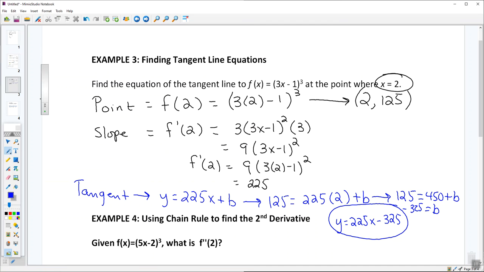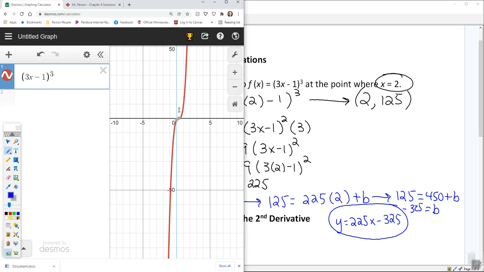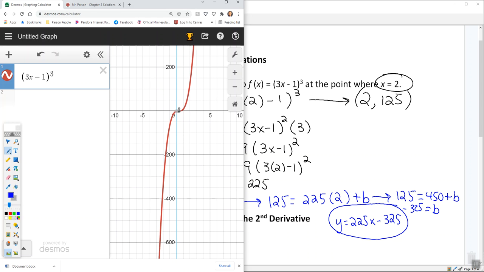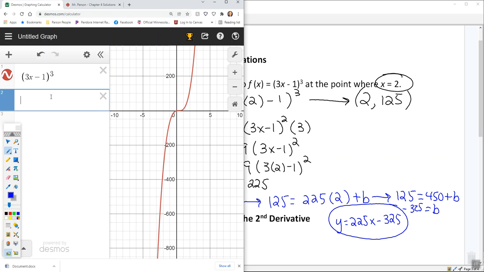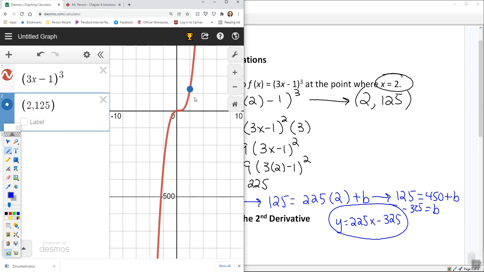Guys, what was the original function? Was it 3x minus 1 all to the third? Okay, I'm going to squeeze this down because I know the point we're working at is 2 comma, what was it, 2 comma 125? So I'm going to type that point in, 2 comma 125. Is that on the graph? Well, that's good, isn't it?